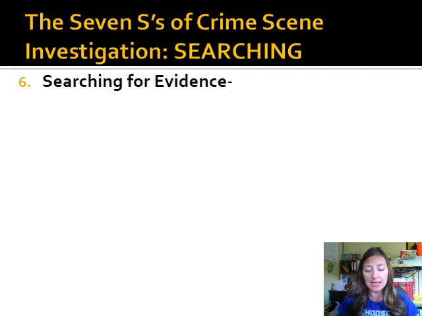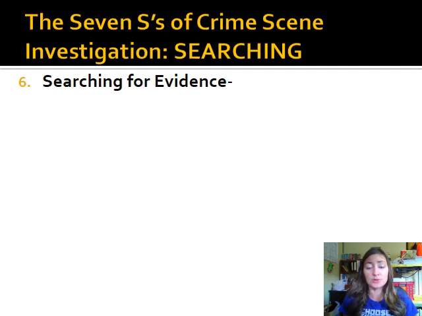You want to make sure that evidence like a tire impression in mud, if it were to rain again, you lose that piece of evidence. So you have to make sure that you're collecting right away. The investigator in charge is responsible for the collection of evidence.